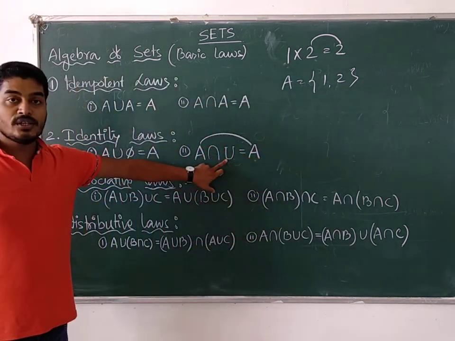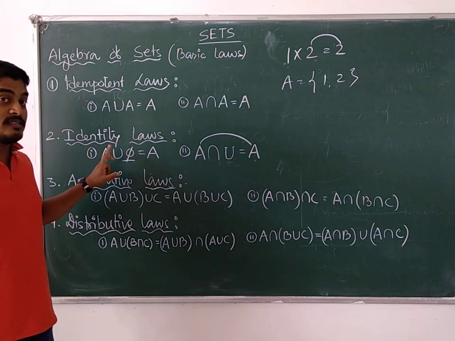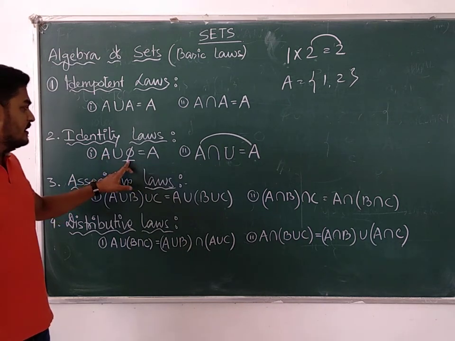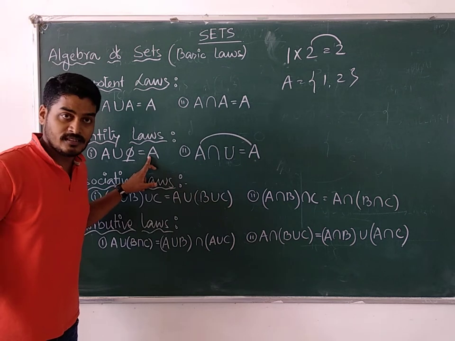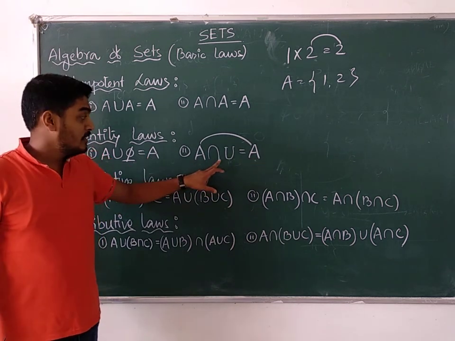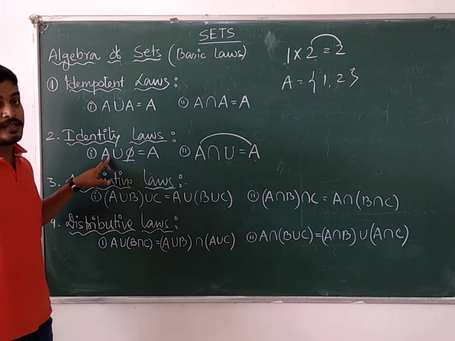For intersection, universal set is the identity element. For union, phi is the identity element. Because A union phi, you will get the same set. A intersection universal set is equal to A itself. So U is the identity element of intersection and phi is the identity element of union.